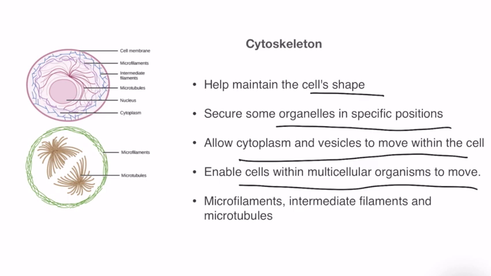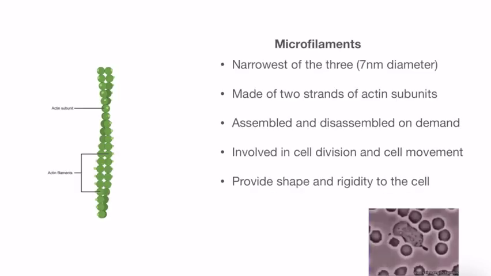The cytoskeleton is made out of three components: microfilaments, intermediate filaments, and microtubules. We'll start off with microfilaments. Microfilaments are the narrowest of the three. They are 7 nanometers in diameter. Right there is about 7 nanometers. They are made out of 2 strands of actin subunits. Each little green circle that you're looking at is an actin subunit, and actin is a kind of protein.